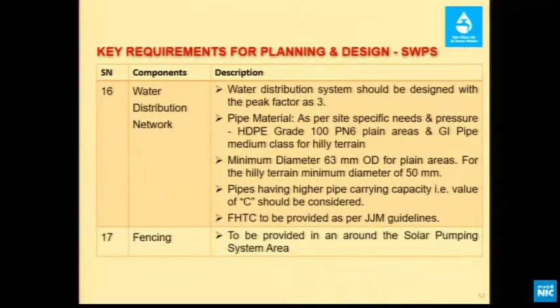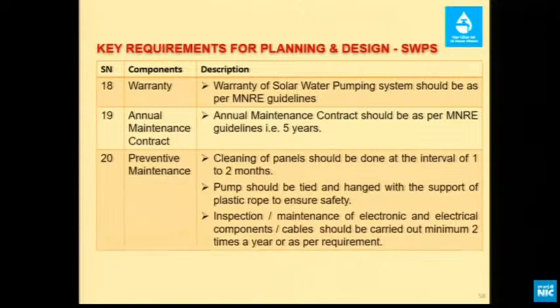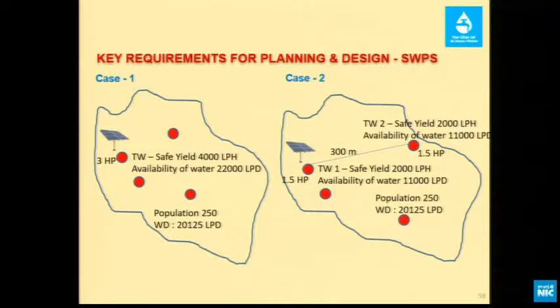So I am not talking much on the distribution system. Fencing has already been given in the guidelines. Warranty as per MNRE, and annual maintenance contract is required for a minimum of 5 years as per MNRE guideline. So this will help the community, and for preventive maintenance, panels are required to be cleaned at least every 2 months. Inspections are required as per MNRE guidelines. Next.